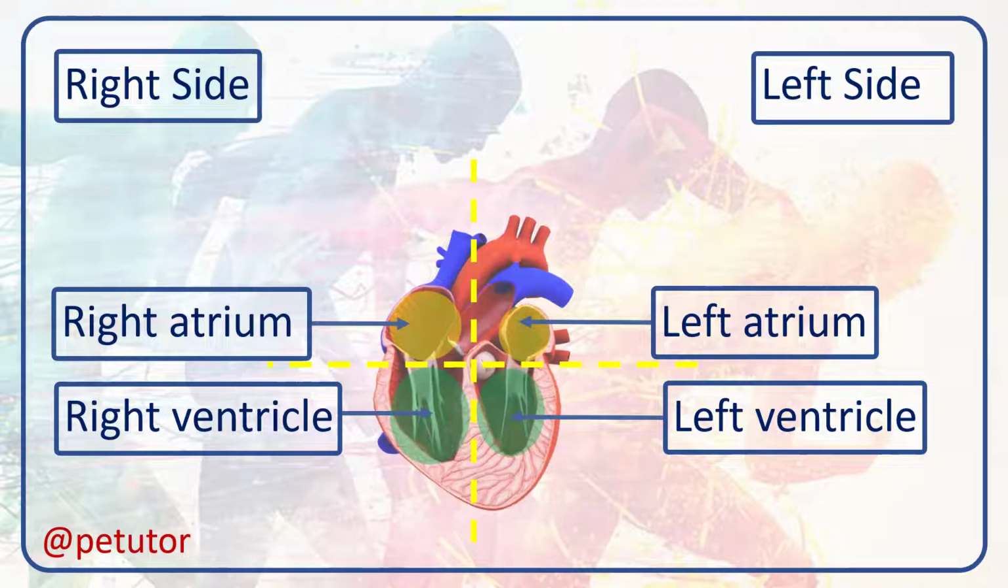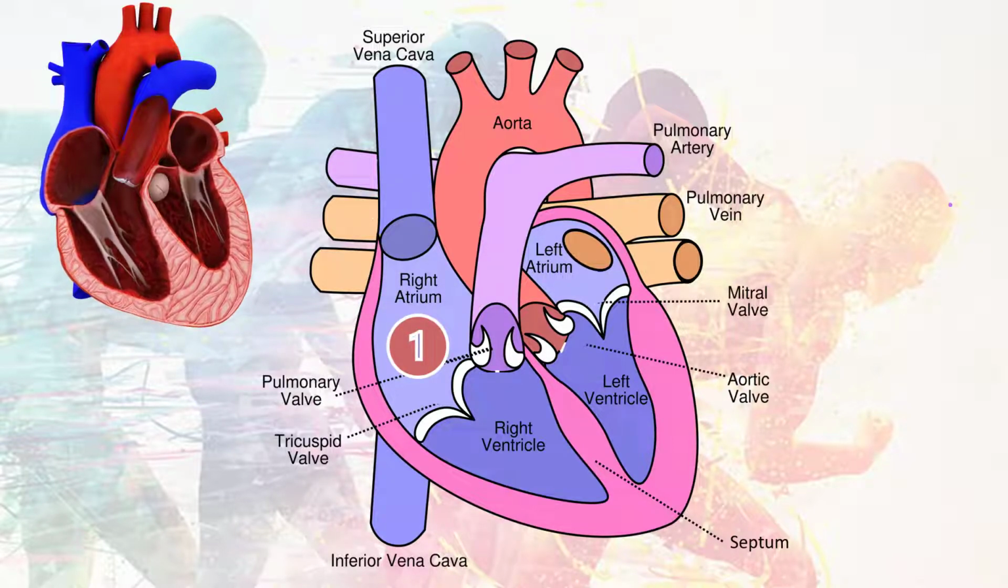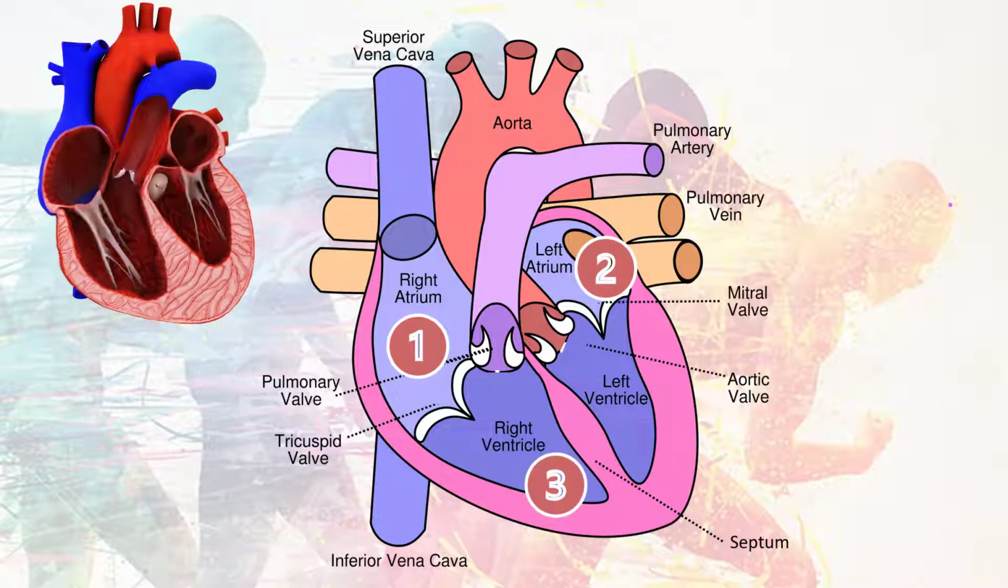Now, just a couple of other things that we need to be aware of in terms of labeling the heart and knowing the anatomy of the heart. If we go to the next slide, you can see here there's our heart pumping on the left hand side. First of all, let's identify those atria and ventricles again. So the right atrium number 1, left atrium number 2, right ventricle number 3, and left ventricle number 4. Hopefully that's pretty straightforward.